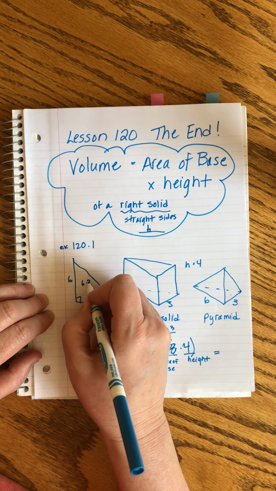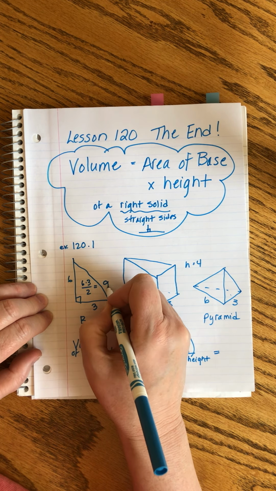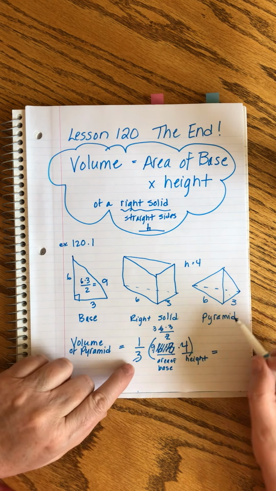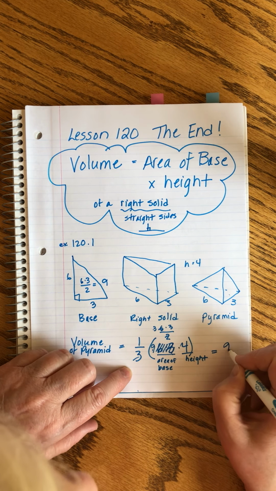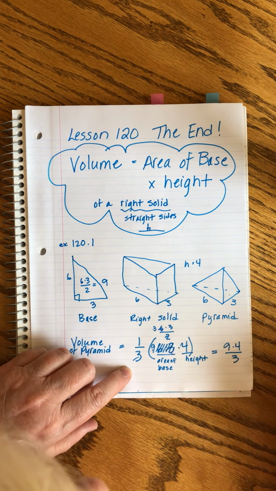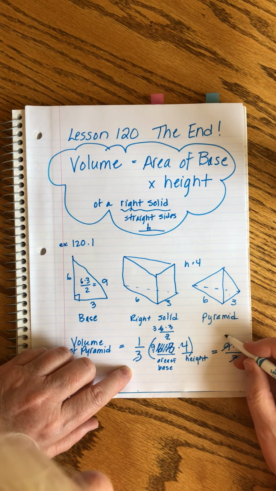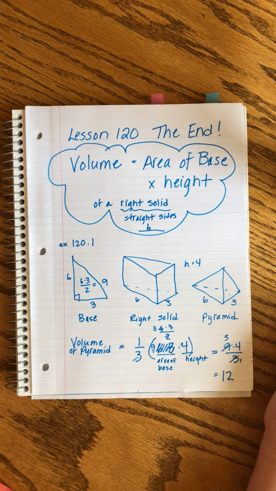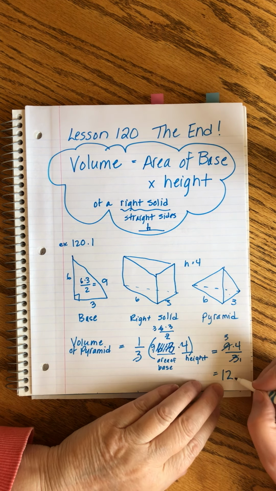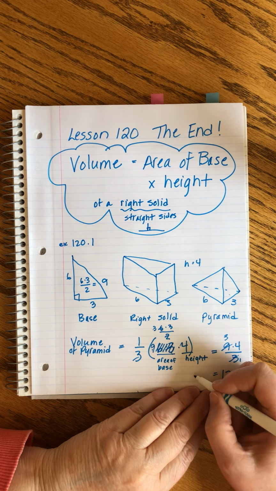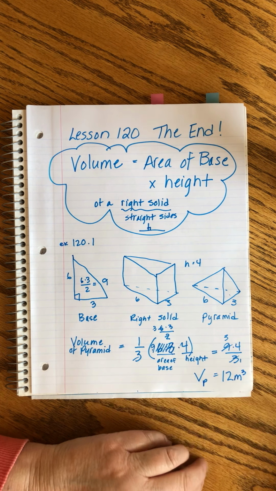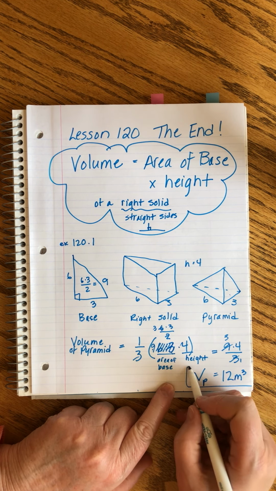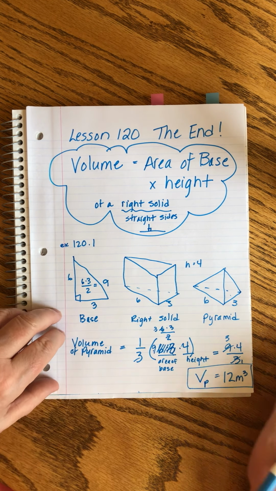I'll do it again over here so you can see it. The area of the base is 9. The height is 4. So it's 9 times 4 divided by 3. I'm going to cancel those. And so it's 12. What's our unit? Meters cubed because it's the volume. The volume of the pyramid. You can write that as volume, and then you use the P as a little subscript. Okay? Sorry, I made that more confusing than it needed to be.